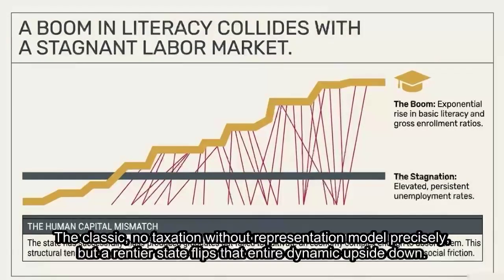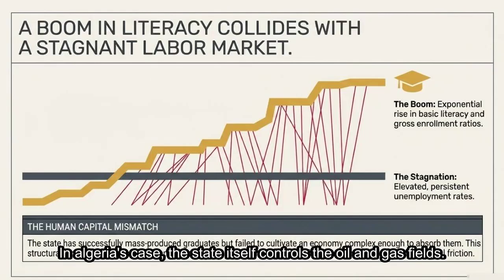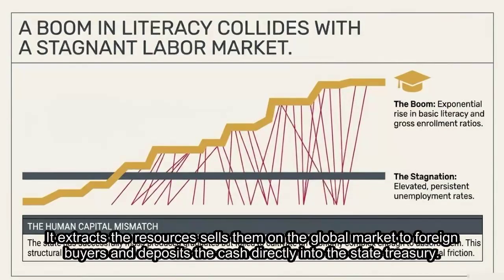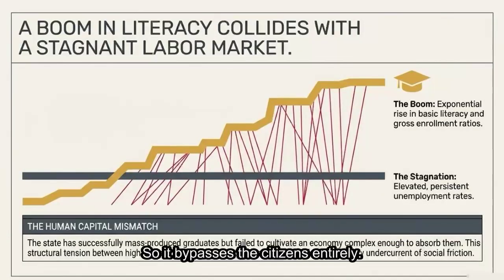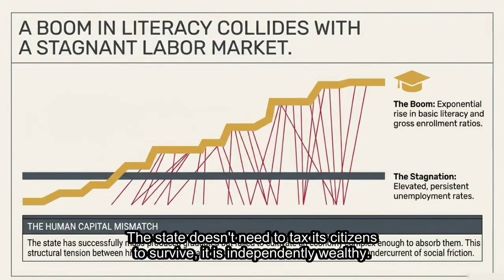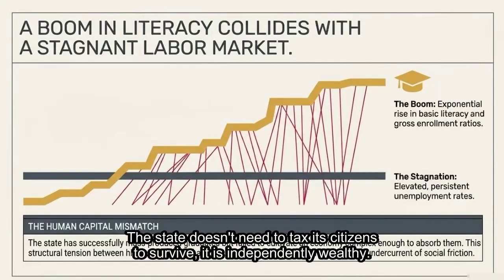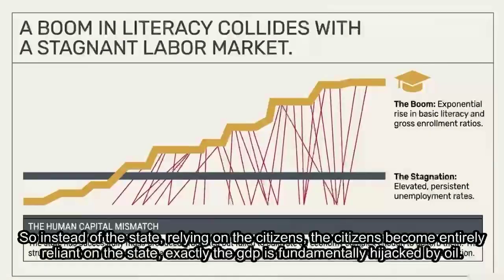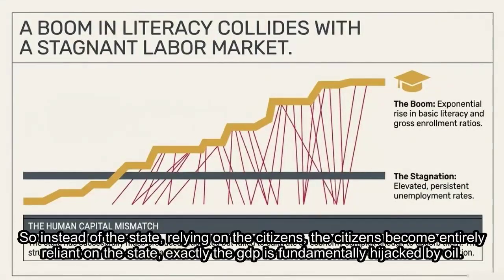Precisely. But a rentier state flips that entire dynamic upside down. In Algeria's case, the state itself controls the oil and gas fields. It extracts the resources, sells them on the global market to foreign buyers, and deposits the cash directly into the state treasury. So it bypasses the citizens entirely. The state doesn't need to tax its citizens to survive. It is independently wealthy. So instead of the state relying on the citizens, the citizens become entirely reliant on the state. Exactly. The GDP is fundamentally hijacked by oil.